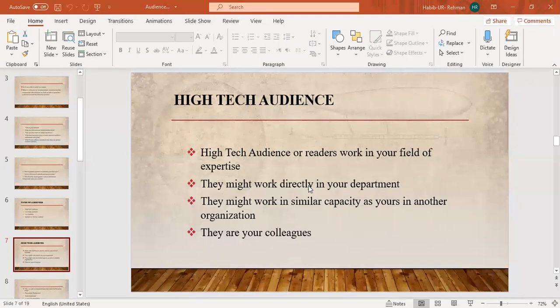They can be your colleagues. They work with you, they are part of your department. They might work in a similar capacity as yours in another organization. They may work in another organization, and they're doing the same job. The job you are performing, they also perform the same work. So they are your colleagues, they have relevant or specific experiences as you have, and they belong to your field. So these people will be high tech audience.